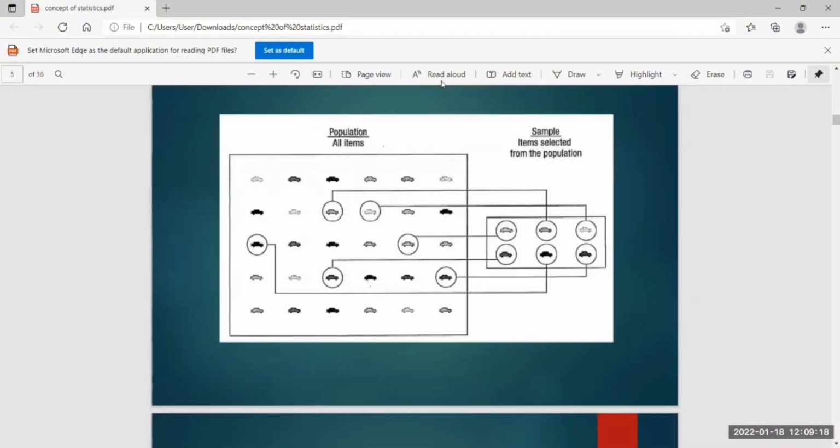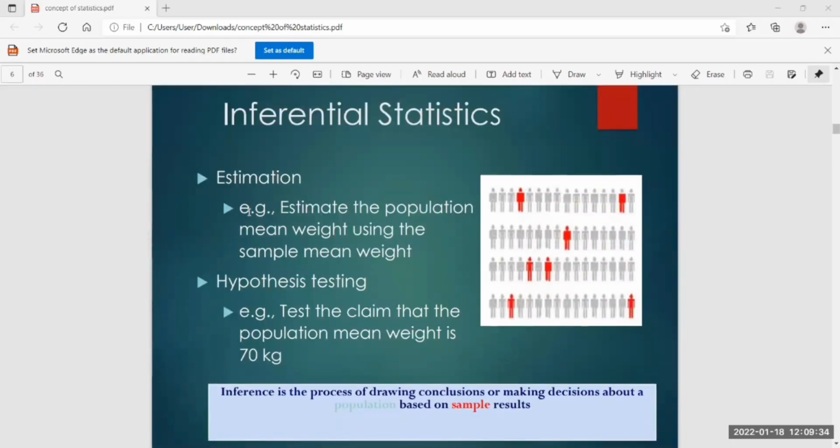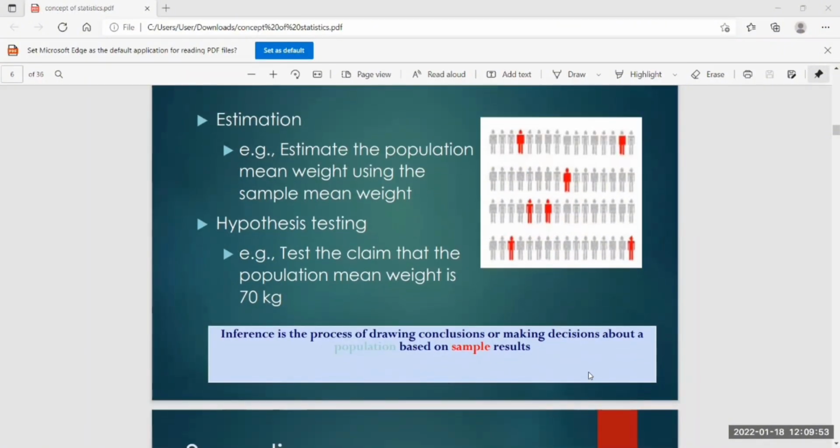Alright, so this is the population of all items, and this is the sample item selected from the population. The entire population is big, and the samples are only selected. In inferential statistics, estimation means estimating the population mean weight using the sample mean weight. Hypothesis testing means testing the claim that the population mean weight is something that exists. So an inference is a process of drawing conclusions or making decisions about the population. That is what you call inferential statistics.